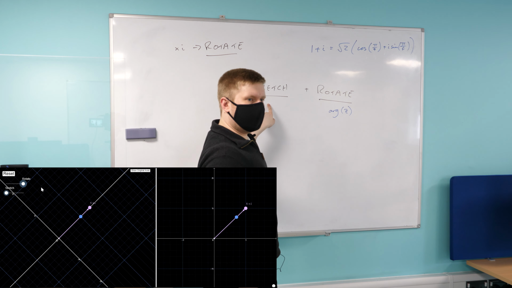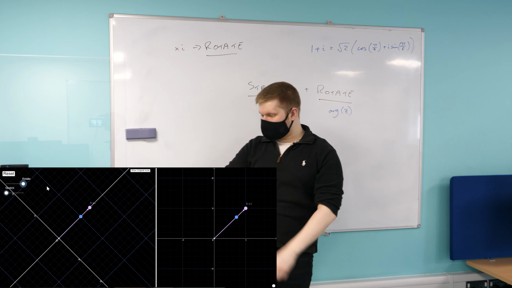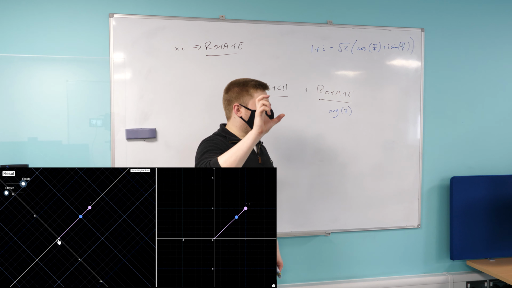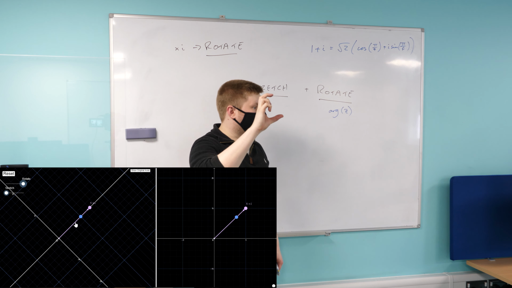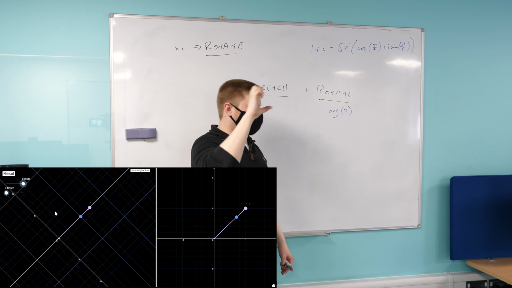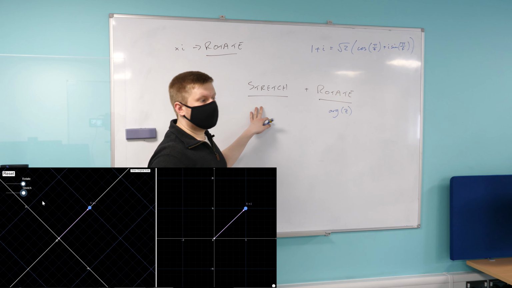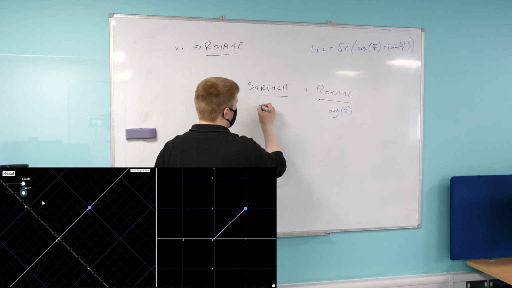Hopefully that gives a few clues about what I need to stretch by now, because I'm not quite sitting at my number. At the moment, I'm just a distance of 1 away from the origin, because I haven't done any stretching at all. When I do my rotation, I'm still 1 away from the origin. So I need to stretch so that I'm the same distance away from the origin as 1 plus i is. So what am I stretching by? The modulus. You got it. Square root of 2, or modulus of z.